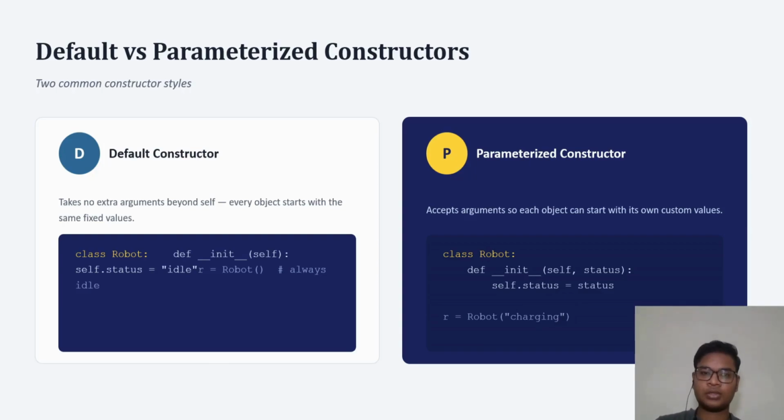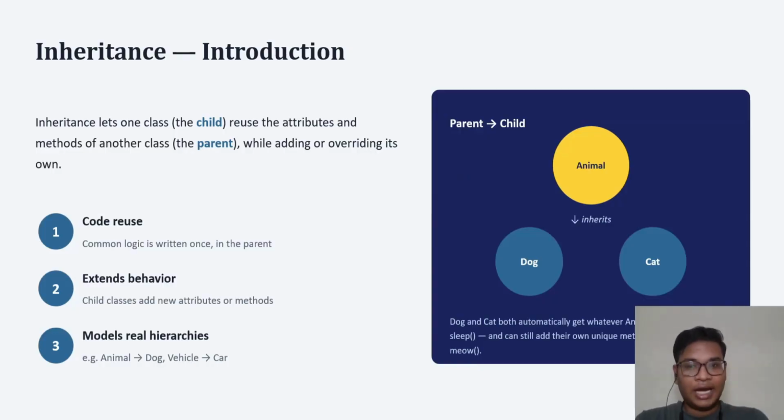At this point we have done all these things: what init means, what a constructor means, what a method means, what an attribute means, and all four pillars. Now the most important thing is inheritance. Always remember, these are very important things. So let's talk about inheritance.